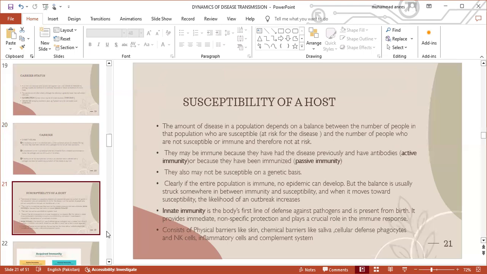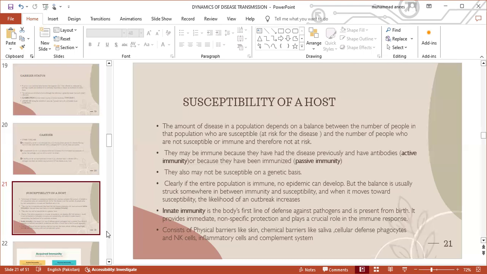Now, what makes a host susceptible to infection? The amount of disease in a population depends on a balance between the number of people in that population who are susceptible or at risk for the disease and the number of people who are not susceptible or immune and therefore not at risk. They may be immune because they have had the disease previously and have antibodies, which we call active immunity, or because they have been immunized before by vaccination, which is known as passive immunity.